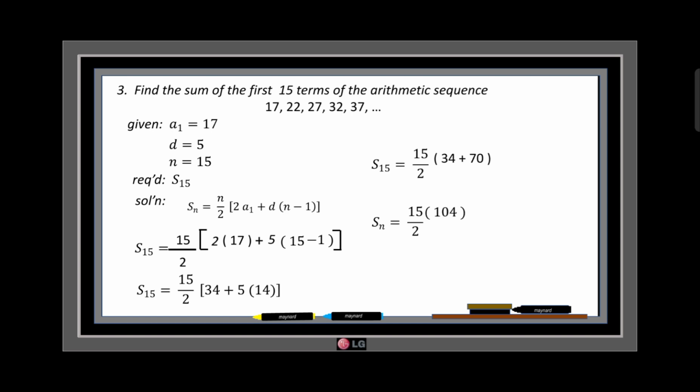We have now 15 over 2 times 104. If you notice, hindi natin na-divide yung 2 dun sa 15 kasi yung 15 hindi siya divisible by 2. So, pinabayaan ko muna. And then, ayan na siya. Pwede mo na siyang i-divide dun sa 104. Unlike dun sa example number 1 tsaka number 2, na-divide natin kasi even number yung value ng n natin. Okay, so yung 104 now can be divided by 2 and that is 52. Ang gagawin na lang natin, i-multiply natin yung 15 sa 52 and yung ating S sub 15 is equal to 780.